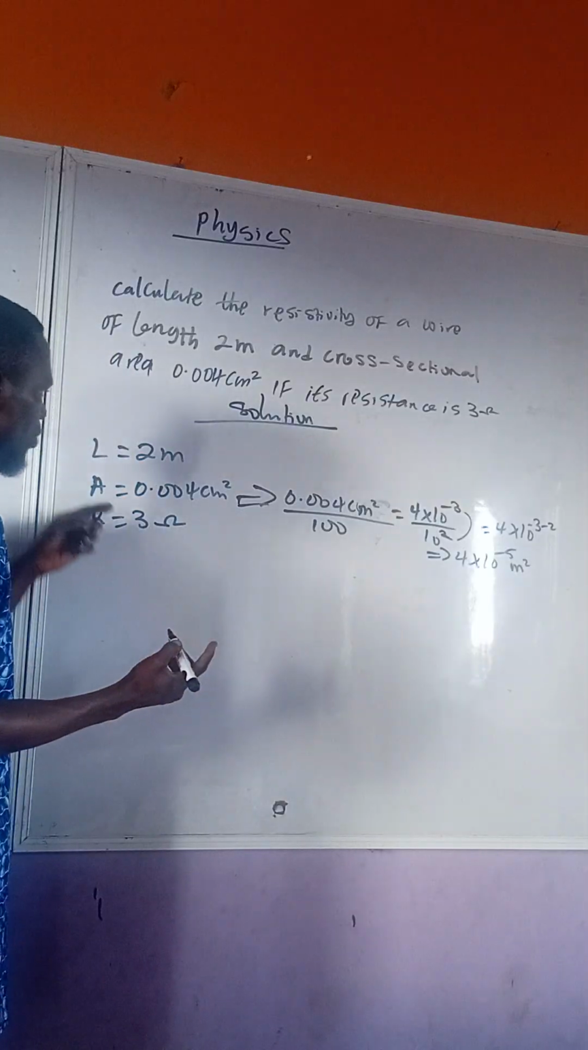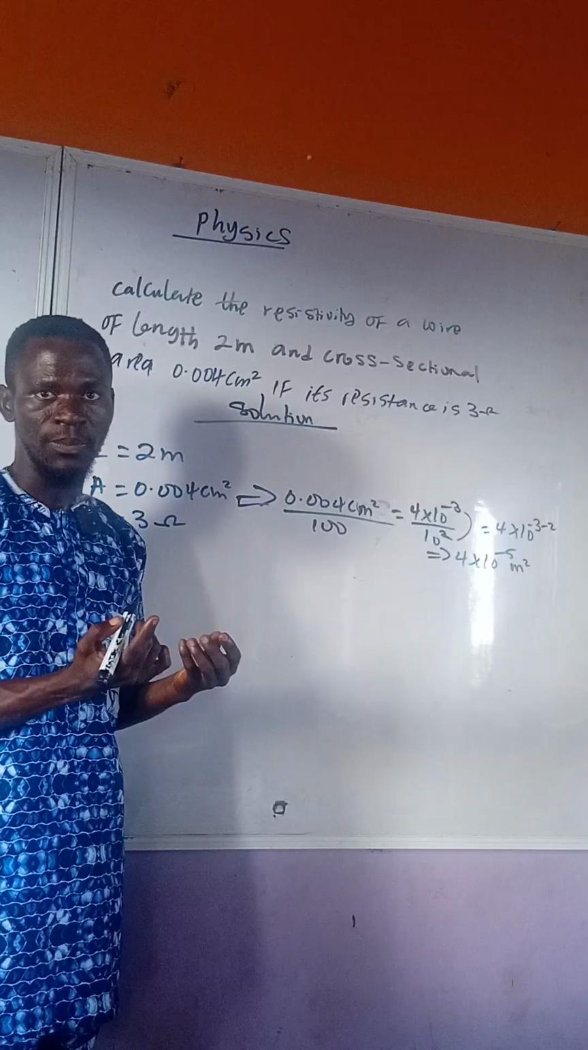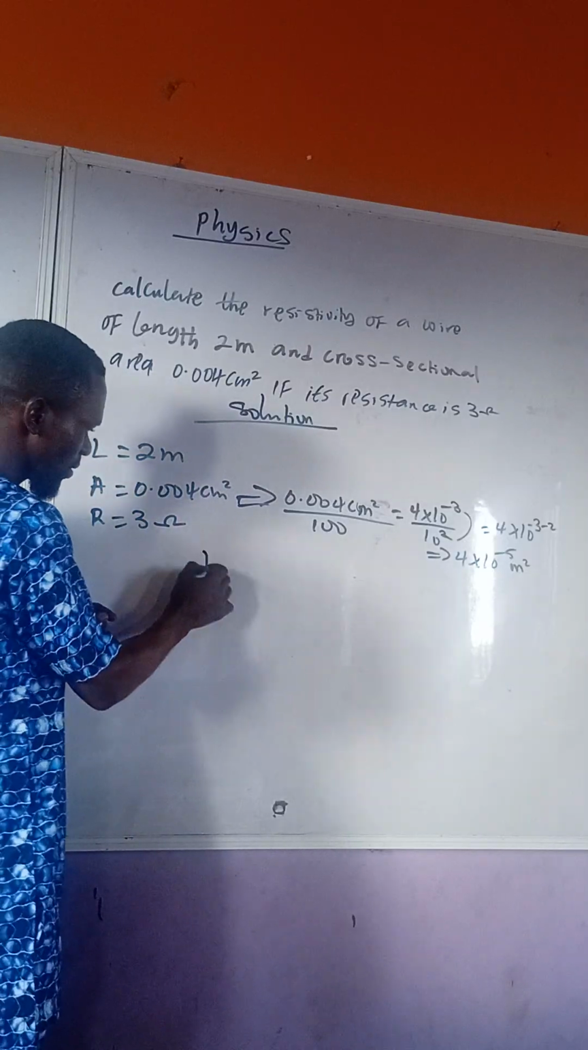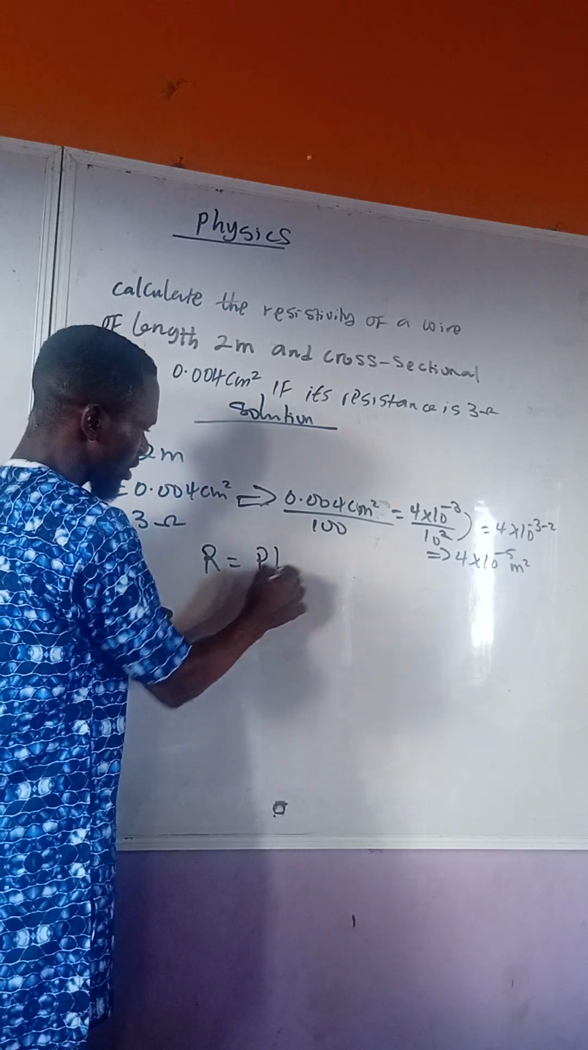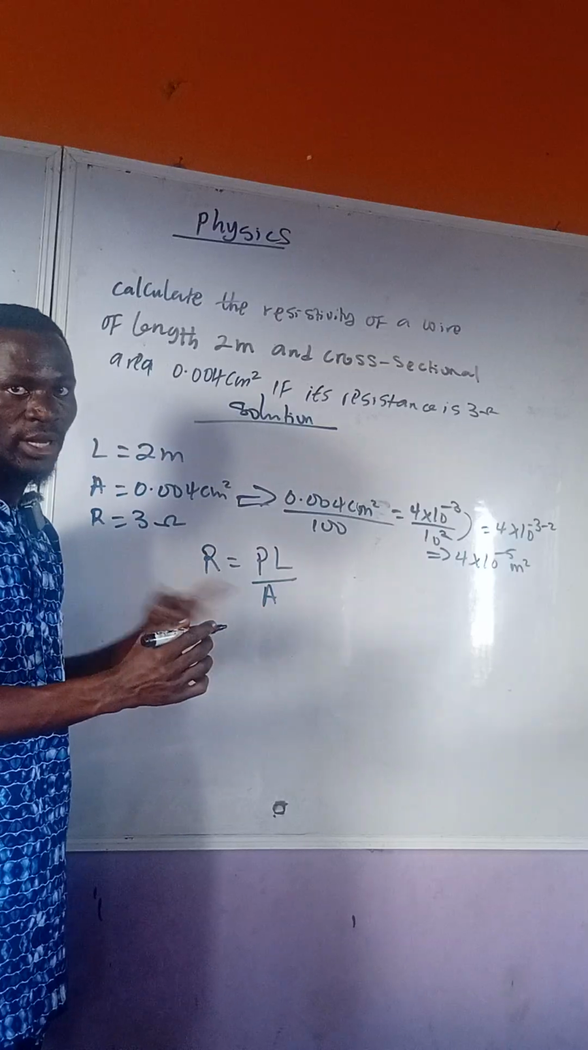Now let's come back to what we have to calculate. We have to calculate the resistivity of a wire. And what formula are we going to apply? Don't forget the formula. If you don't know it, just write it down somewhere. So we have resistance equals resistivity times length over cross-sectional area. That's the formula to apply, so I'll write it down.